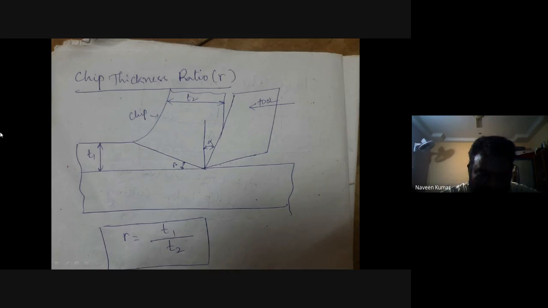Where T1 is the thickness of the chip before cutting. Write that down. T2 is the thickness of the chip after cutting.